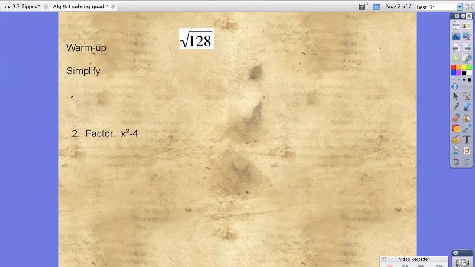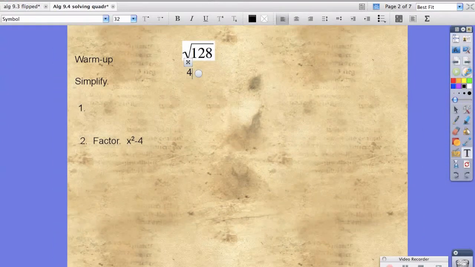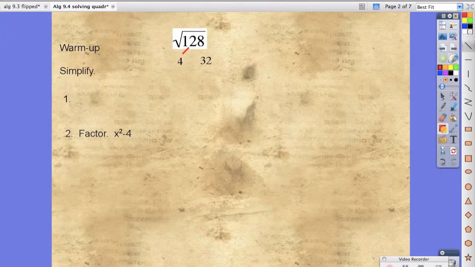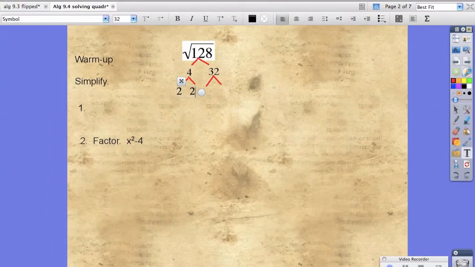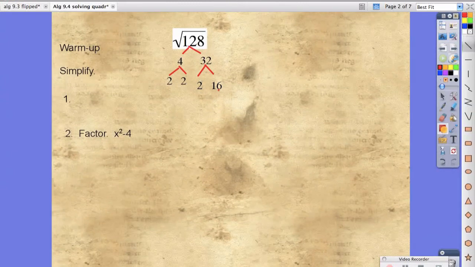Square root of 128, we're going to break that down into a factor tree. So, if we're not quite sure, we could do 4 times 32. And 4 could be broken down a little bit further, and so could 32. So this turns out to be 2 times 2. 32 could be 2 times 16. We're going to break down 16 a little bit more.